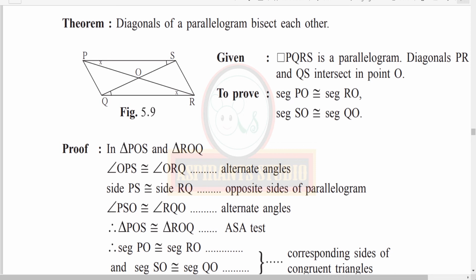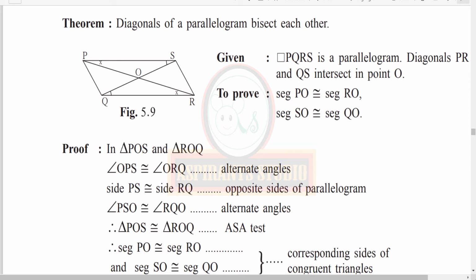Now, coming to the next theorem. Diagonals of a parallelogram bisect each other. Look at figure 5.9. It is there in your textbook.